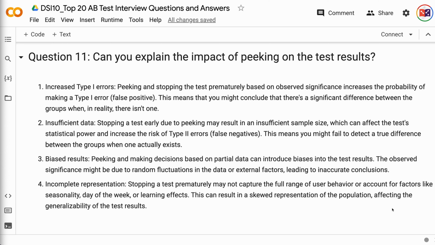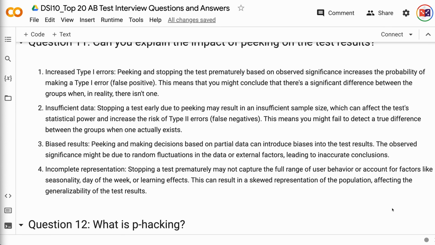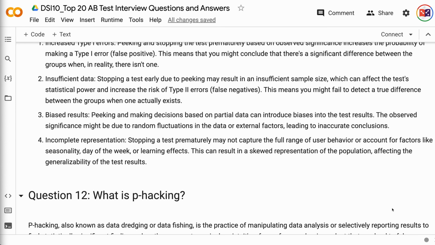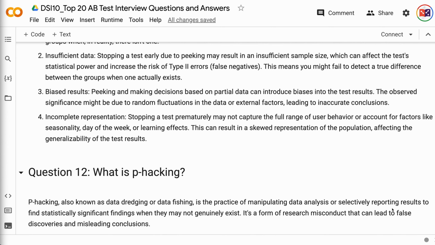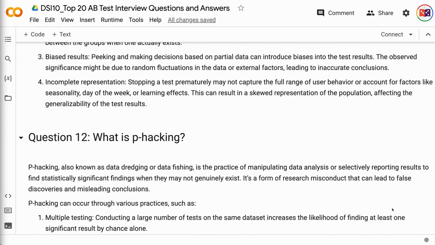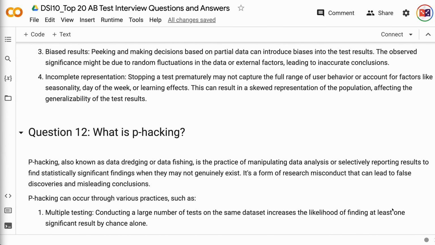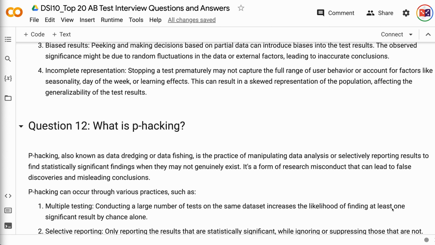3. Biased results. Peeking and making decisions based on partial data can introduce biases into the test results. The observed significance might be due to random fluctuations in the data or external factors, leading to inaccurate conclusions. 4. Incomplete representation. Stopping a test prematurely may not capture the full range of user behavior or account for factors like seasonality, day of the week, or learning effects. This can result in a skewed representation of the population, affecting the generalizability of the test results.